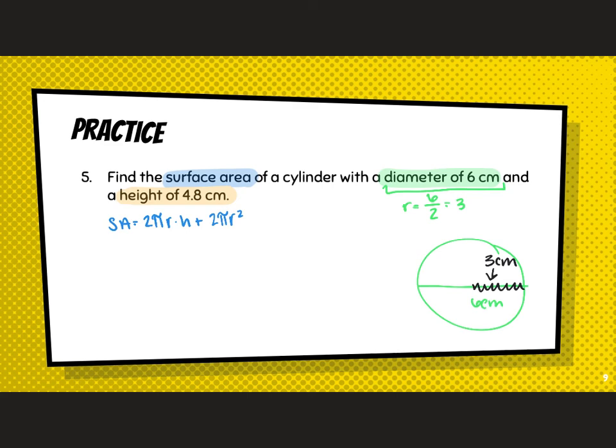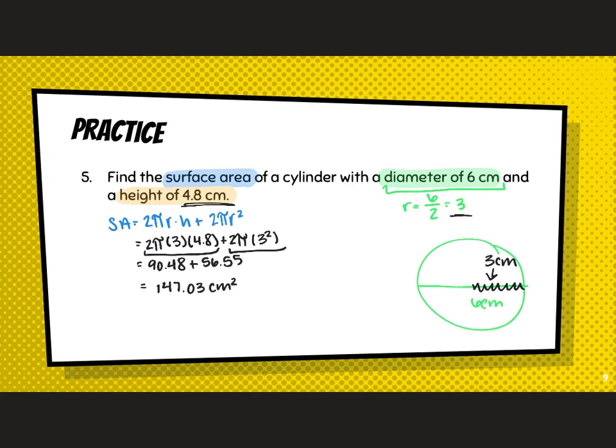And then we're just going to plug everything in. So I've got 2 pi, my r is 3, my height is 4.8, right? I'm just getting that from the problem, and I figured out that my radius is 3, and then it gives me my height in the problem, plus 2 pi, and then r again is 3 squared. This first little chunk here, when I type that into my calculator, I get 90.48 plus, and then the second chunk over here, that 2 pi times 3 squared, I get 56.55. Adding those together, I end up with 147.03, and that's going to be centimeters squared as my final surface area.